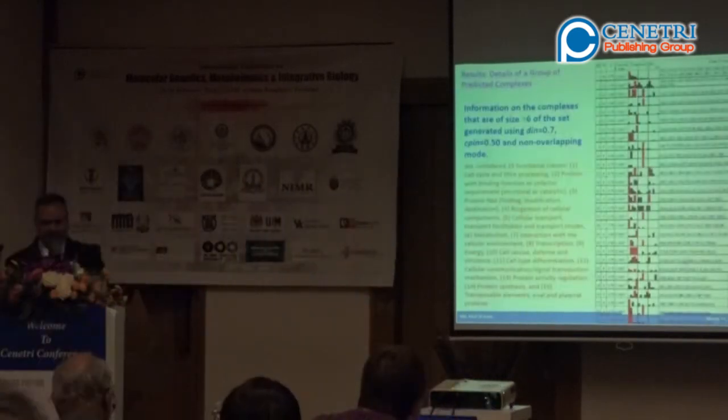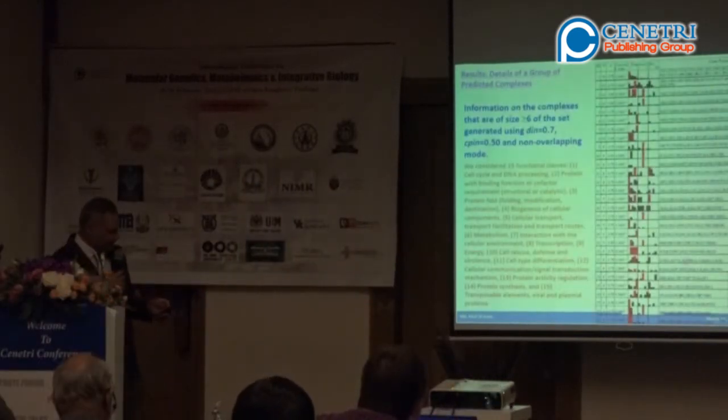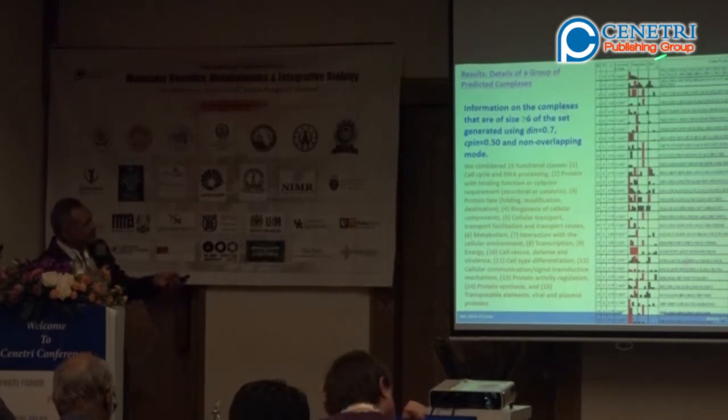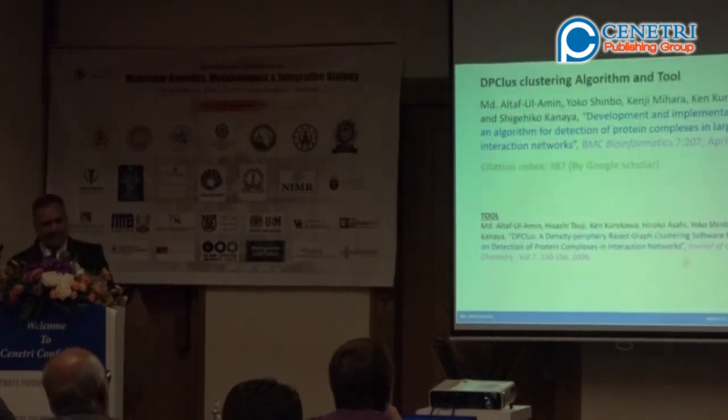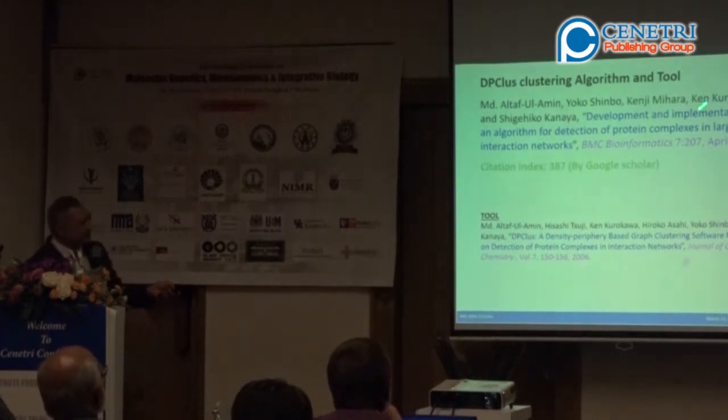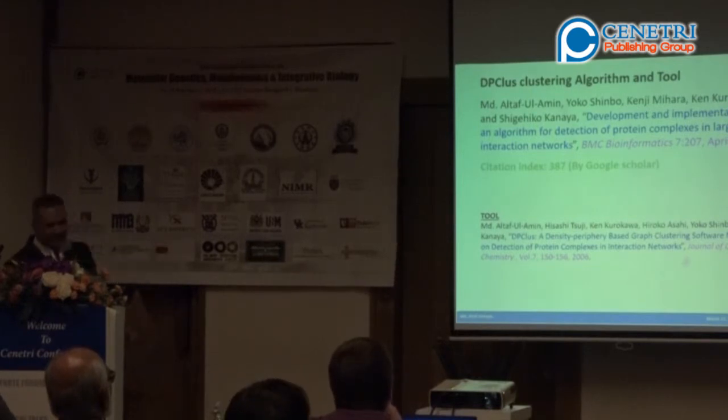Also, we applied it to a big network of yeast PPI, and also we found that similar function proteins are included in each cluster. Here we list 29 clusters corresponding to hypergeometric p-values and the gene names, and we published this work in 2007 or 2006 in BMC Bioinformatics, and the citation index now is around 387.